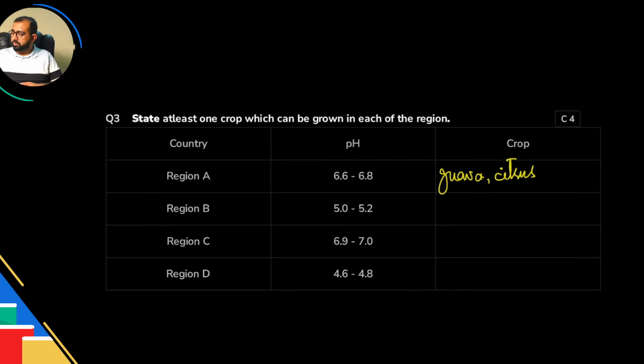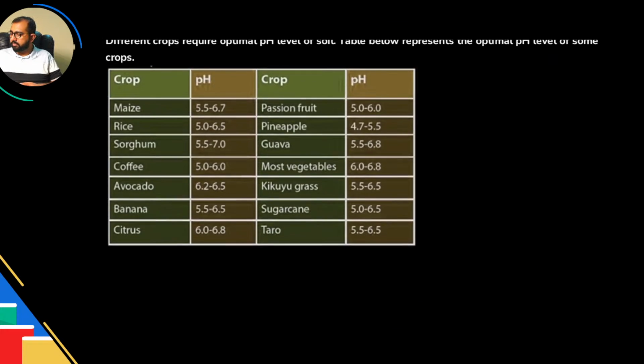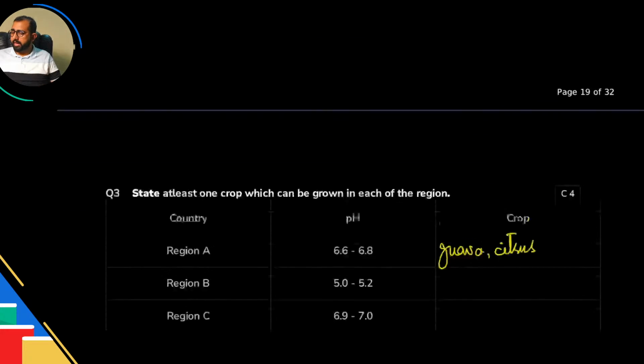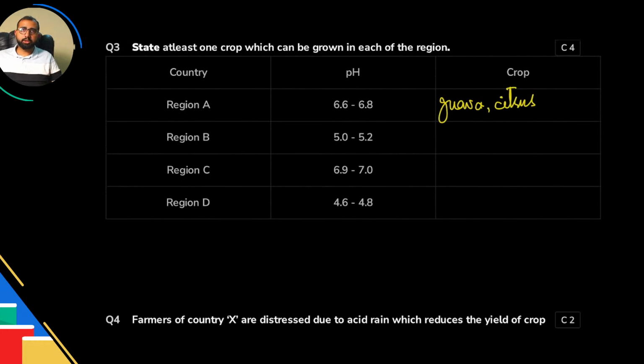5 to 5.2. Again, 5 to 5.2. This one, rice, passion fruit, pineapple. So you basically pick one from each of these categories from the table and then you mention that.